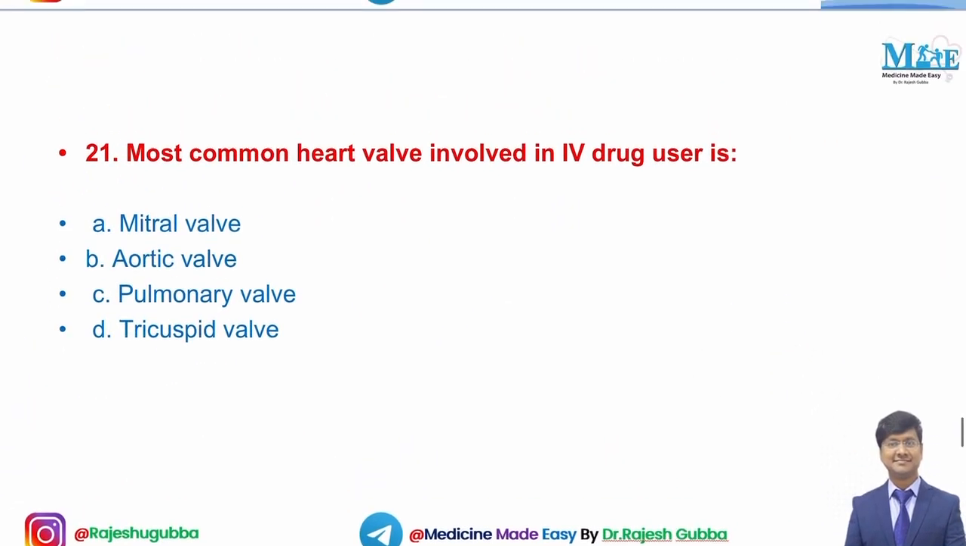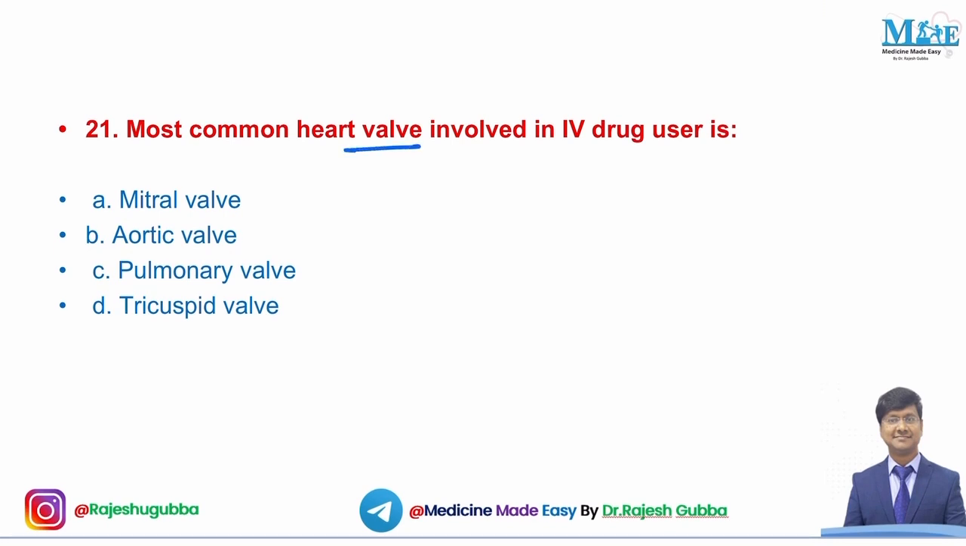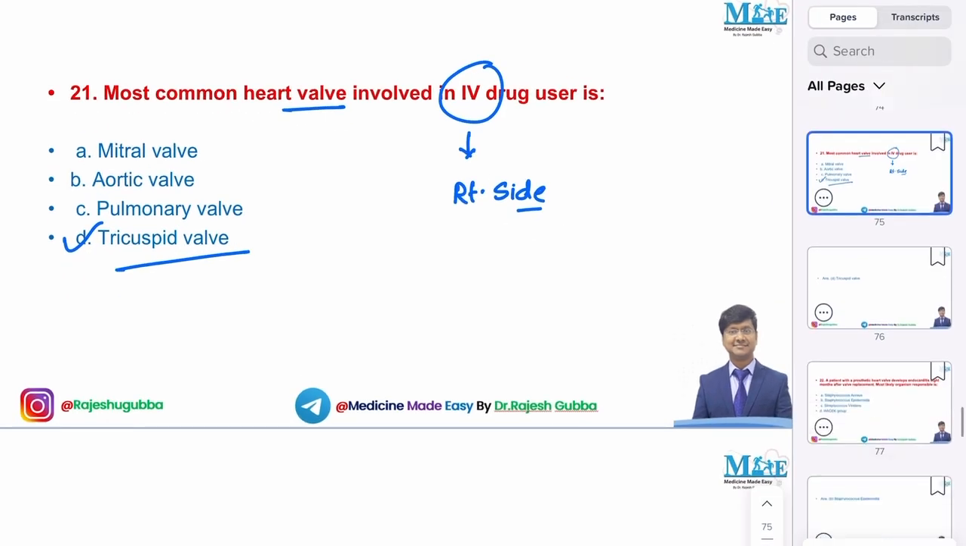Next question. Most common heart valve involved in IV drug abusers: mitral valve, aortic valve, pulmonary valve, or tricuspid valve. The venous system is connected to the right side of the heart, and within the right side, the valve that appears first once the venous return comes is the tricuspid valve. That is why any organism coming through the intravenous route first gets accommodated over the tricuspid valve, so tricuspid valve endocarditis is more common. Okay, next question.